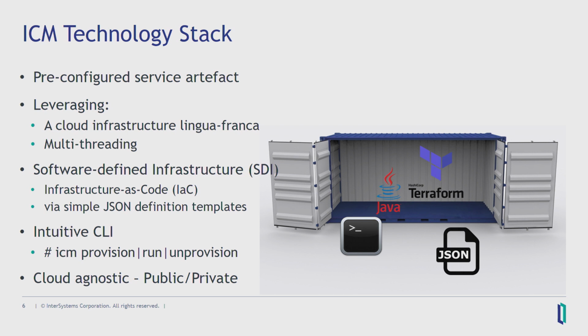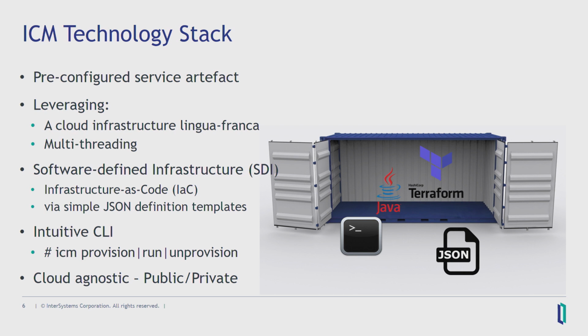It's infrastructure as code, as I mentioned, and it's all managed via these simple JSON templates. And I have some examples of what that looks like. It comes right in the container that you start up. It has an intuitive command line interface. ICM provision spins up your cluster and creates all those networking and compute nodes. ICM run actually applies your IRIS instance, or pulls your IRIS images and runs them, installs your monitoring tools and everything else, and actually gets your cluster up and running, as well as configuring things like mirroring and sharding for data partitioning.